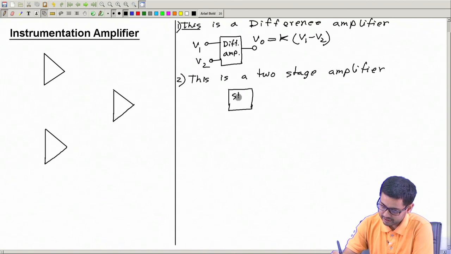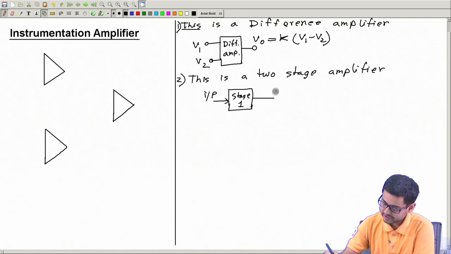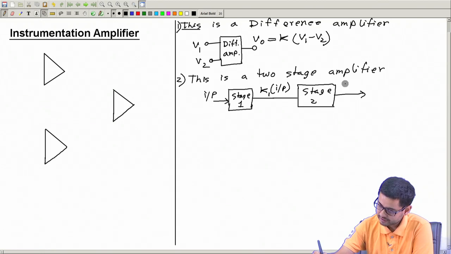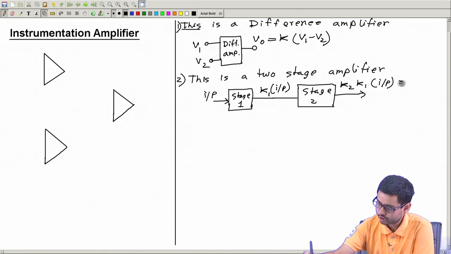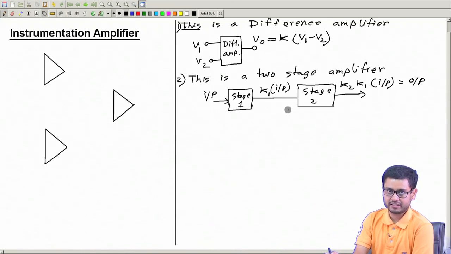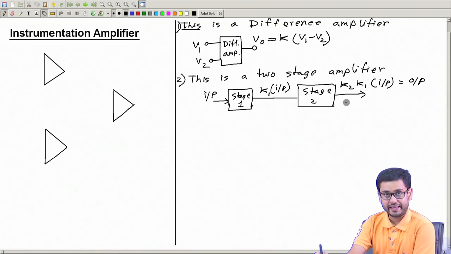Stage 1. So, you give the input. From here you will have some constant multiplied by this input. This will go to stage 2, and from this we will have this k, call it k1, then we will have k2 times k1 times the input. This is equal to output. So, this is what a 2-stage amplifier is. You have one input which is amplified once and then amplified again.